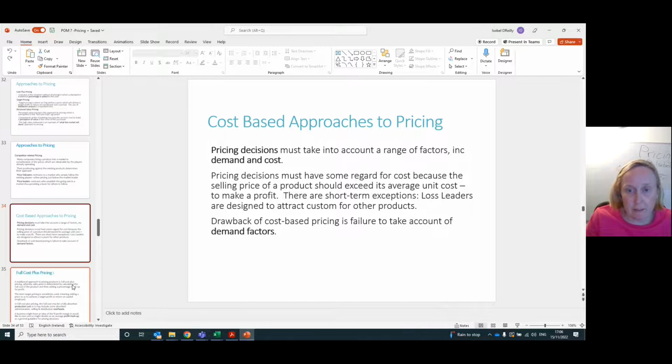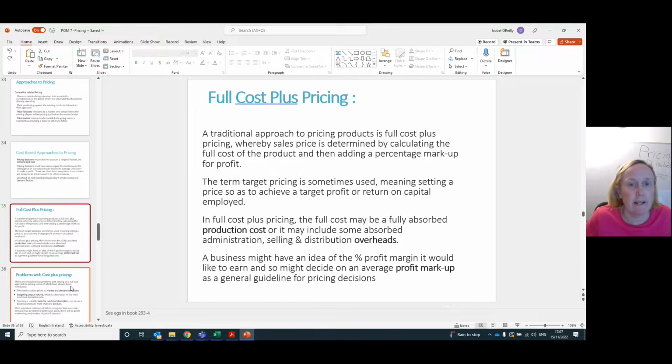There are some short-term exceptions to that, loss leaders, which are designed to attract custom for other products that are going to be more profitable. Typically in a supermarket situation, they may sell some items in the store below cost, and that brings people in and they buy other things, so the overall profit in the basket or the trolley will pay for the loss on that one product. The drawback of cost-based pricing is a failure to take into account the other demand factors and your competition and so on, as we've mentioned already.